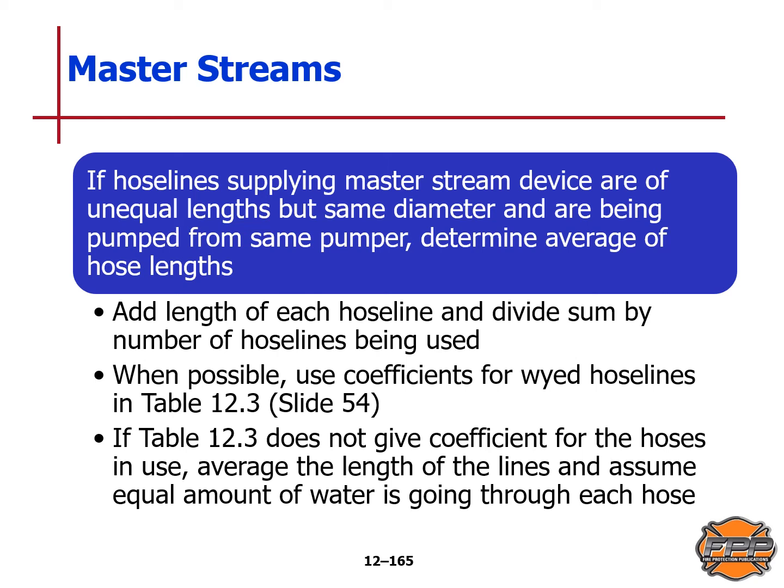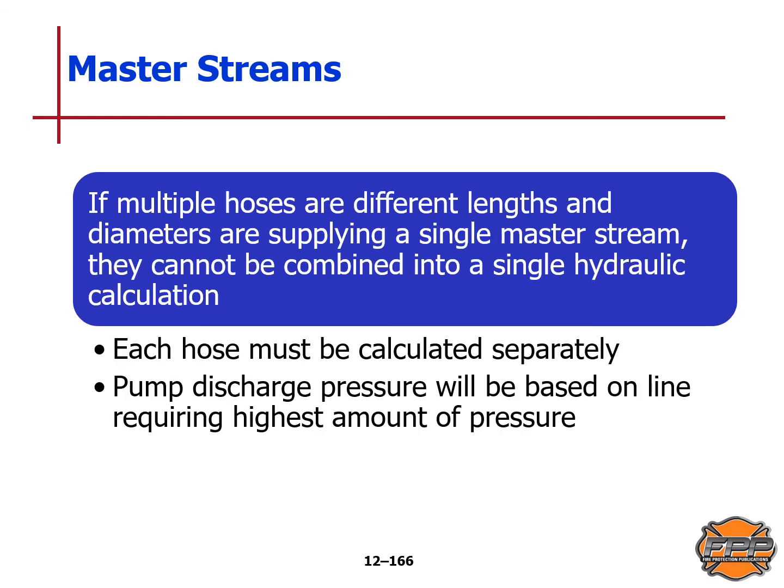When possible, use coefficients for wide hose lines in Table 12.3, which you see on slide 54, and of course it's in your text. If Table 12.3 does not give a coefficient for the hoses in use, average the length of the lines and assume an equal amount of water is going through each hose. If multiple hoses of different lengths and diameters are supplying a single master stream, they cannot be combined into a single hydraulic calculation. Each hose must be calculated separately. Pump discharge pressure will be based on the line requiring the highest amount of pressure.